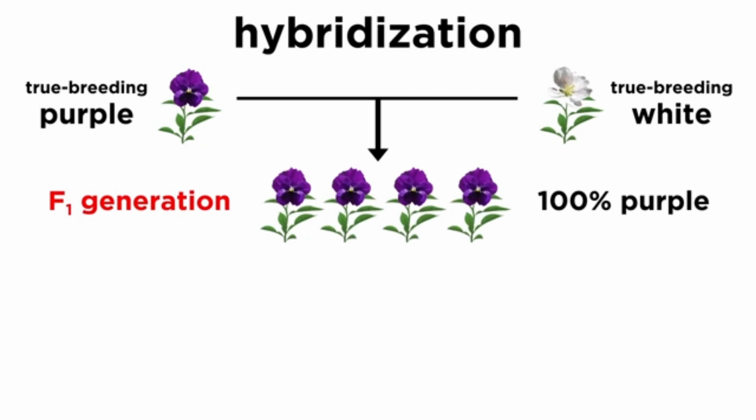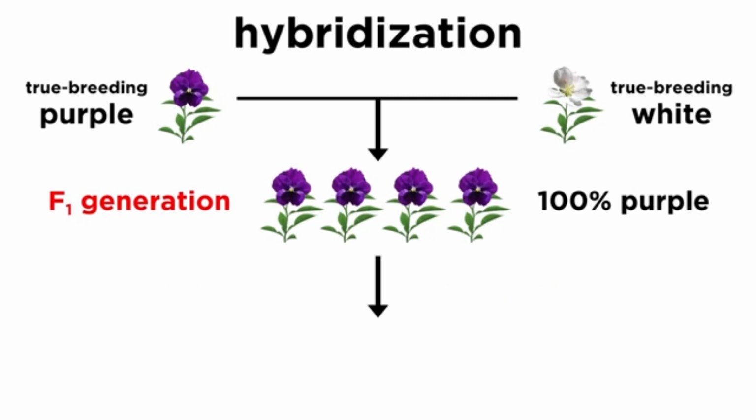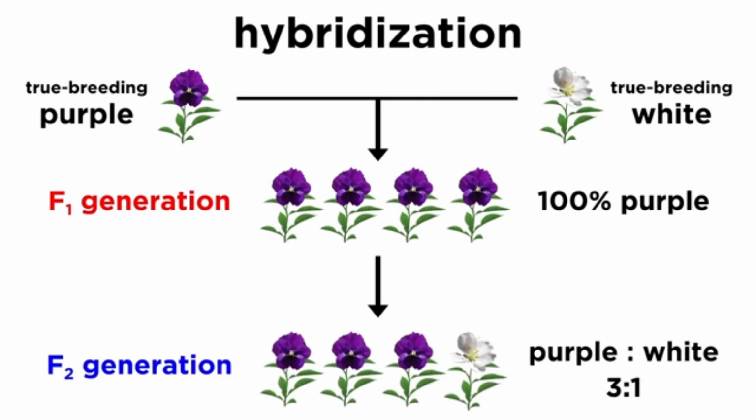We would find that the F1 generation is entirely purple. No white, no pink, just all purple. This experiment alone proves that any kind of blending hypothesis must be false. But even more perplexing is that if the F1 generation is allowed to self-pollinate, the F2 generation gives plants that are both purple and white in roughly a 3-to-1 ratio.